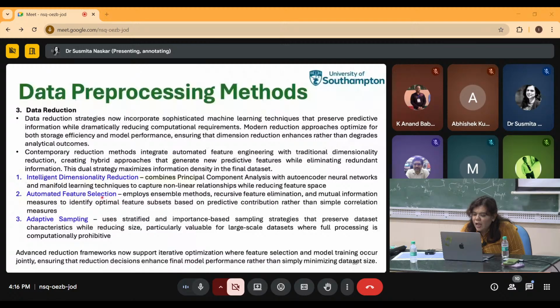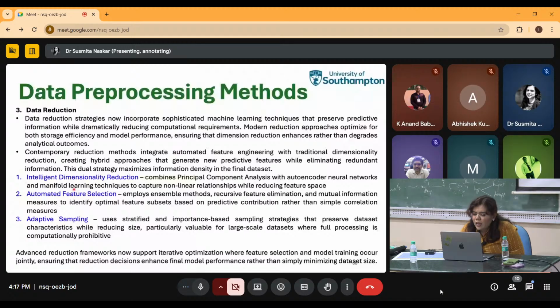One is intelligent dimensionality reduction. This method combines traditional techniques like PCA with more advanced tools like autoencoders, which we are seeing today, and sometimes some manifold learning. So it captures the nonlinear relationships in the data while reducing the feature space, which is especially powerful for complex data sets.